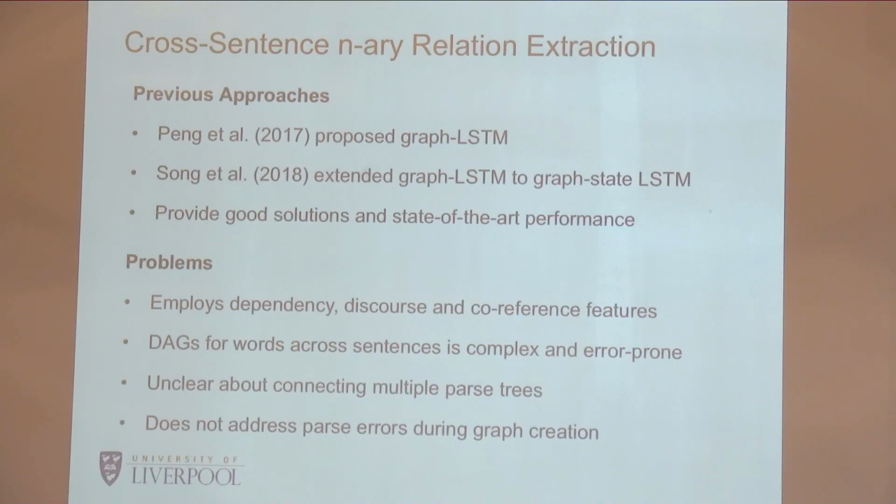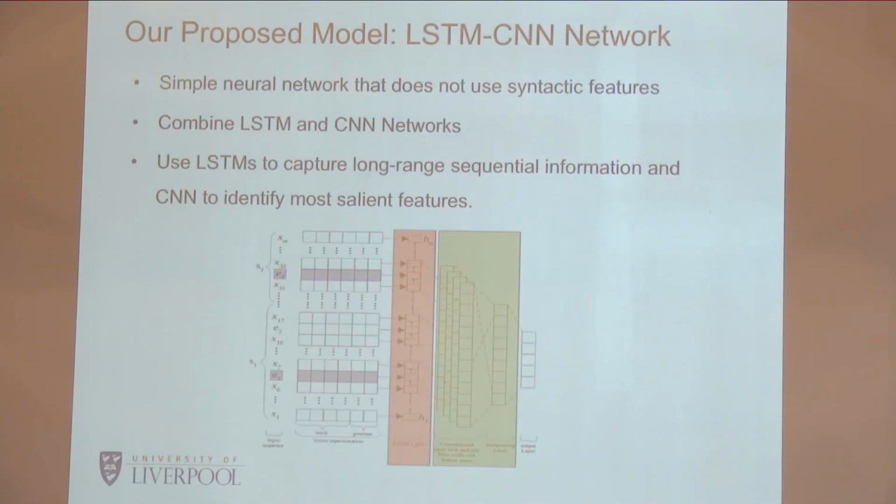And it's also not clear how these different parse trees are connected, and they don't address the error generated from combining different parse trees. So against these problems of graph LSTM, in this work they propose a simple neural network model for cross-sentence n-ary relation extraction.